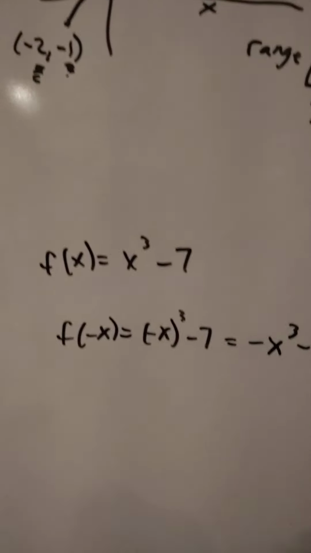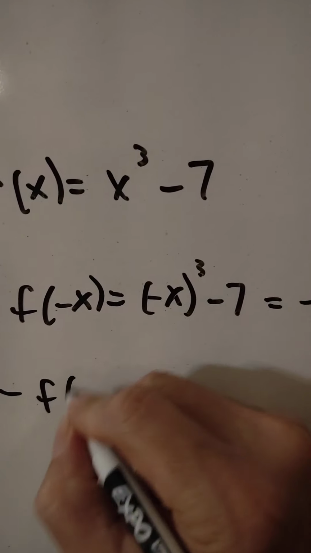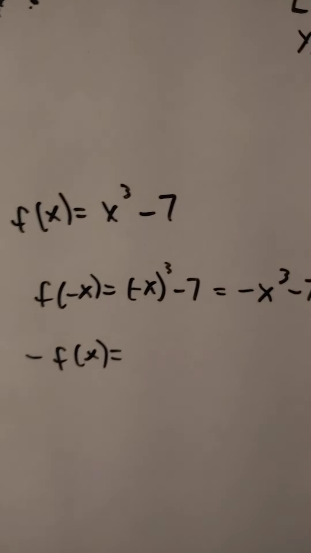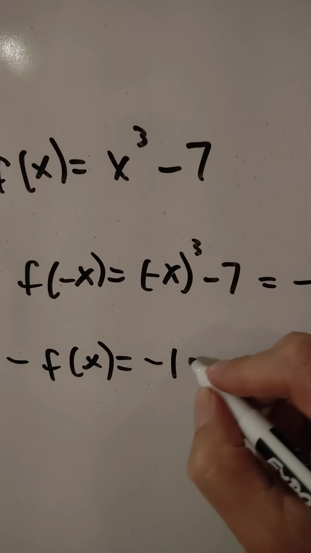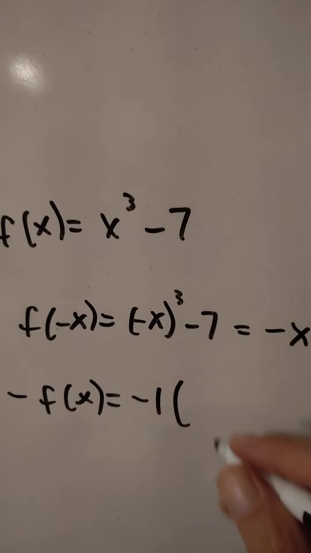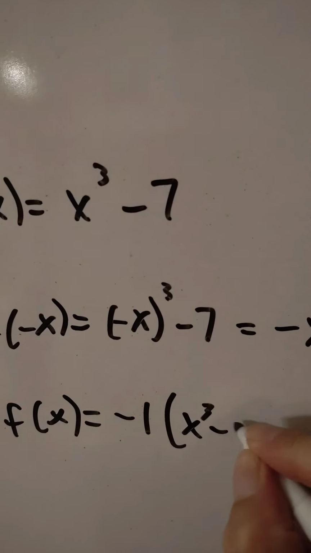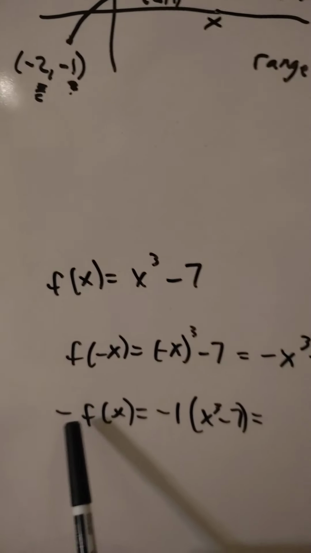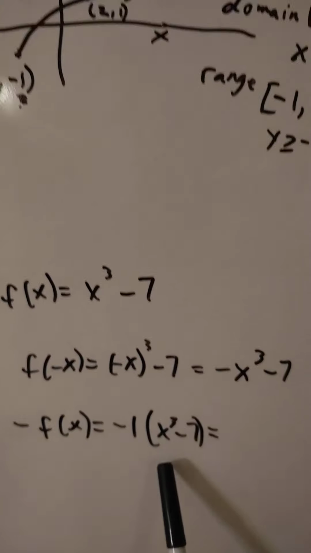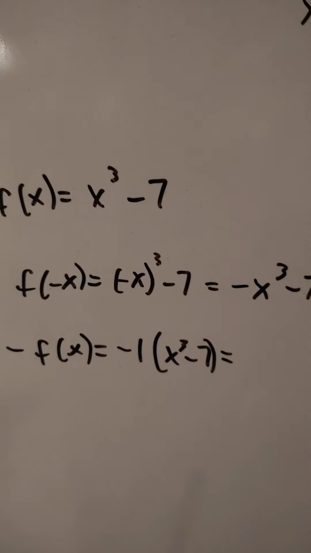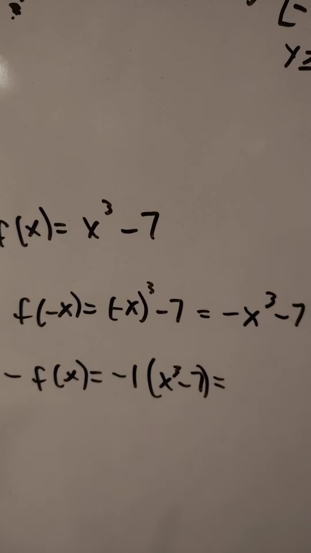So what do we do next? Next, you've got to find negative f of x. What is that going to equal? All that means is you take -1 and multiply it by the original function, f of x, which is x cubed minus 7. That's what negative f of x means. You just take your original function and multiply it by -1. That's what I did here. And simplify. What is that going to be? Using the distributive property, you get -x cubed plus 7.